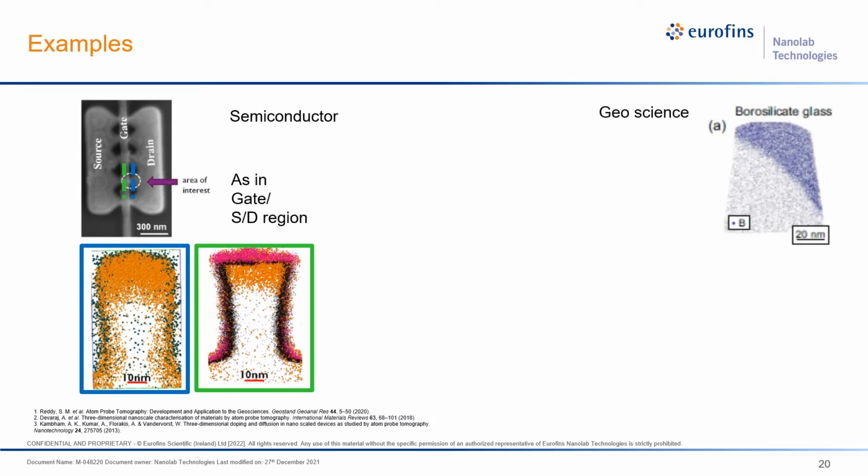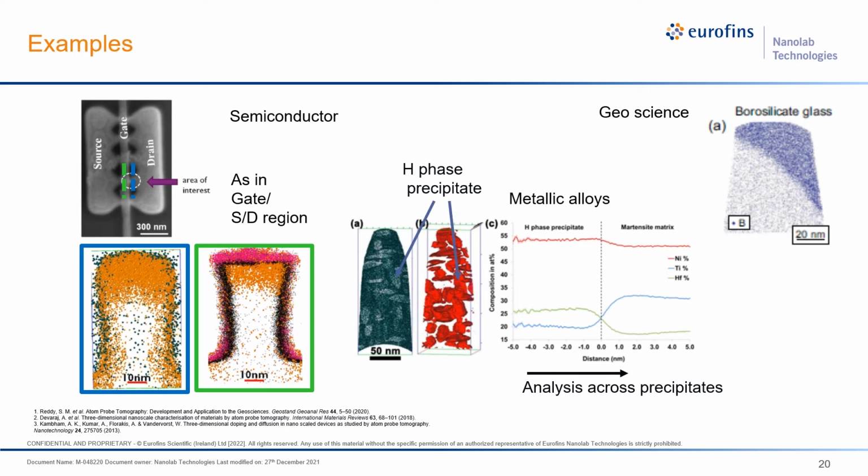Apart from semiconductors, there are also applications of APT towards geoscience, where you can specifically look at boron compositions in borosilicate glass, and boron, which is used over here for these glass materials, actually helps with the thermal shock resistance. So looking at the distributions and the compositions of boron can actually help to make better glass materials.